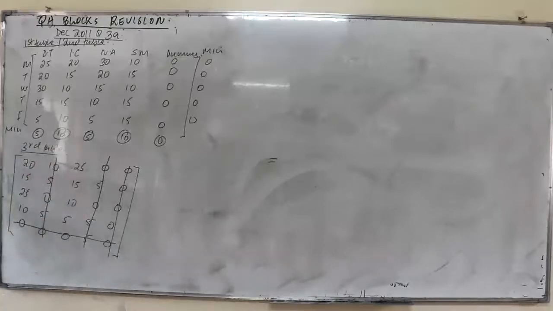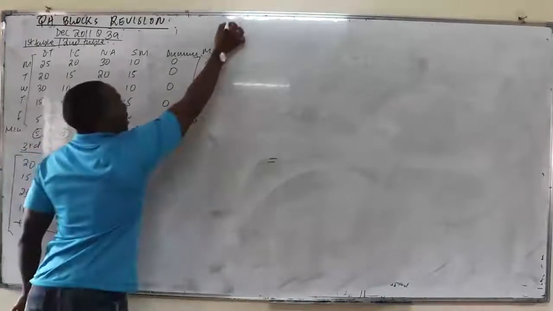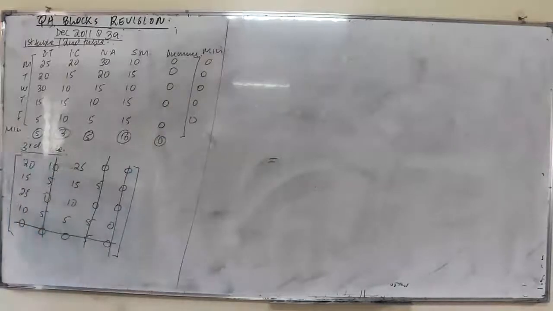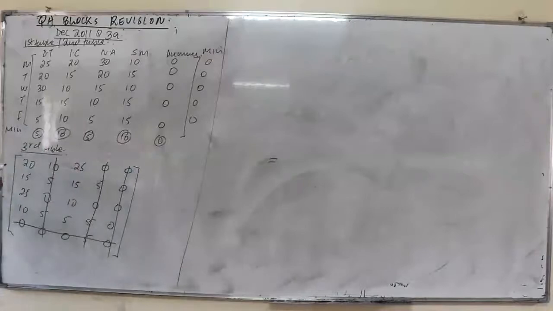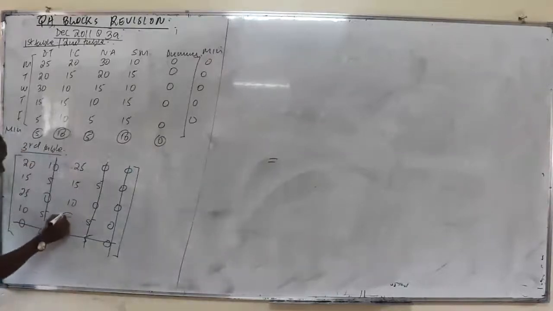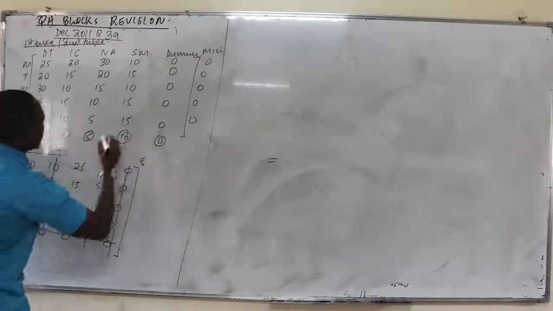How many lines have we crossed? We have cancelled 4. Is it optimal? It's not optimal. For it to be optimal, we must cross 5 of them. So it's not optimal. So we say that if it's not optimal, you select the minimum uncrossed value. And in this case, the minimum uncrossed value we have is what? Yeah, the minimum uncrossed we have is 5.